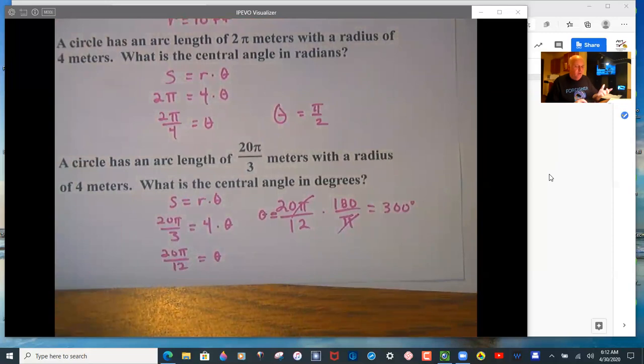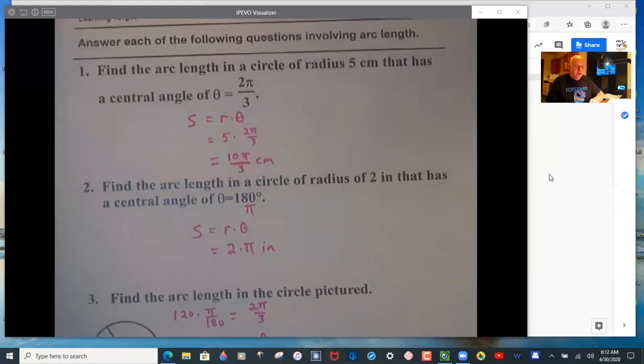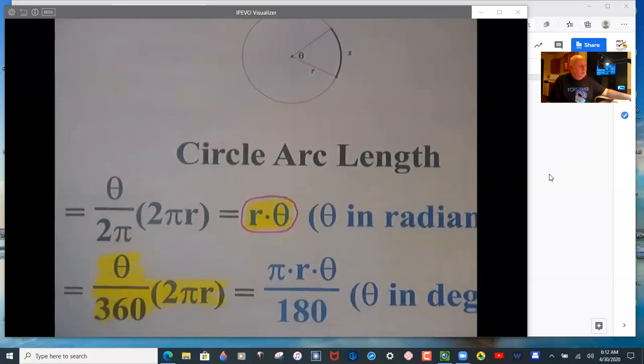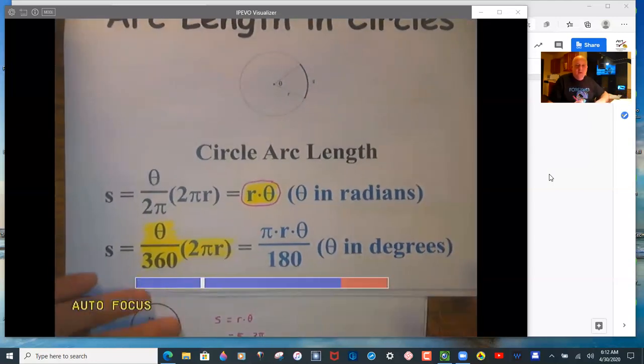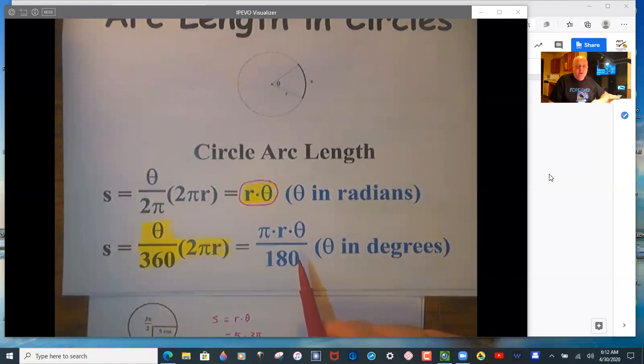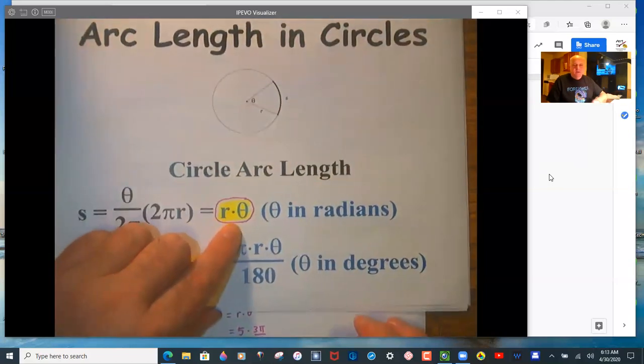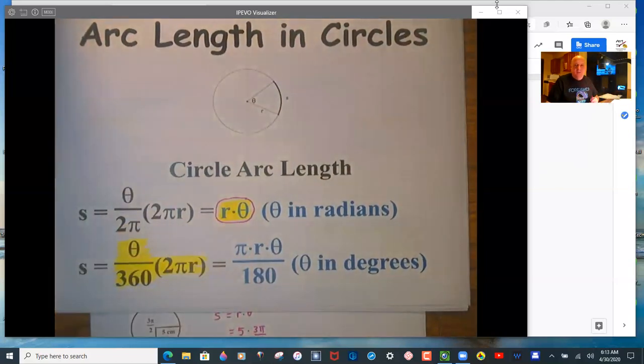Okay, so there's your arc length assignment. Pretty simple work. Keep everything in radians because that is such a simple formula to use. You are referring to this page in your notes. There is a degree formula, but it's very convoluted to use it. But anyway, I think that the r times theta one is the simplest one to use.